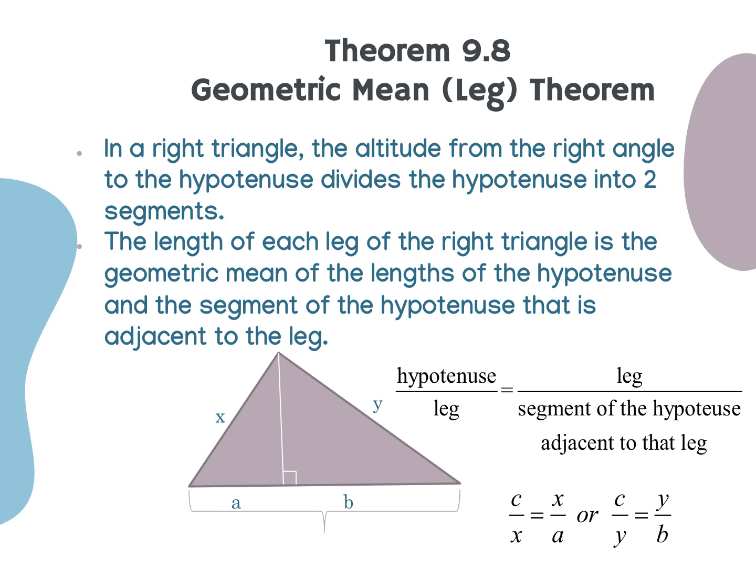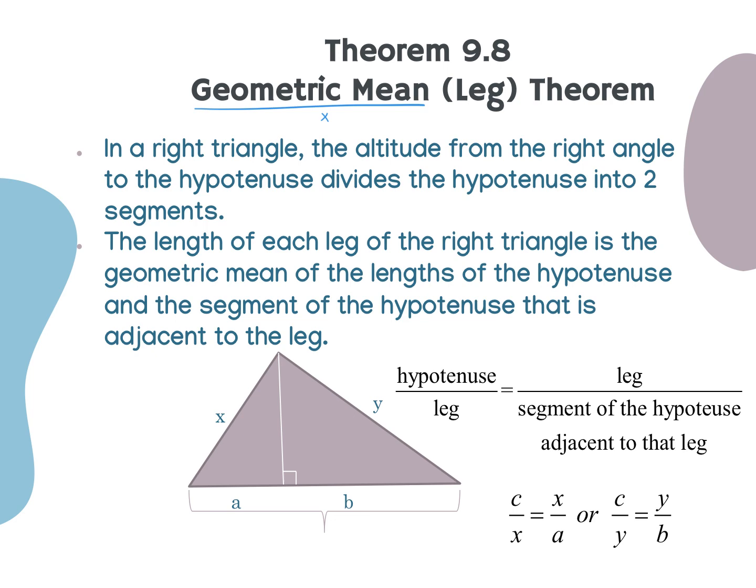So here I want to use the geometric mean formula again, but I'm going to use it for the leg theorem. What happens here is that the geometric mean, which we know as x, also applies to the legs of a triangle. So just like I used it with the altitude, I can use it with the legs.